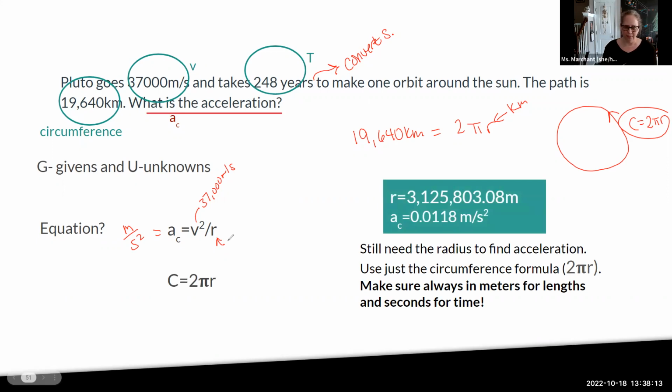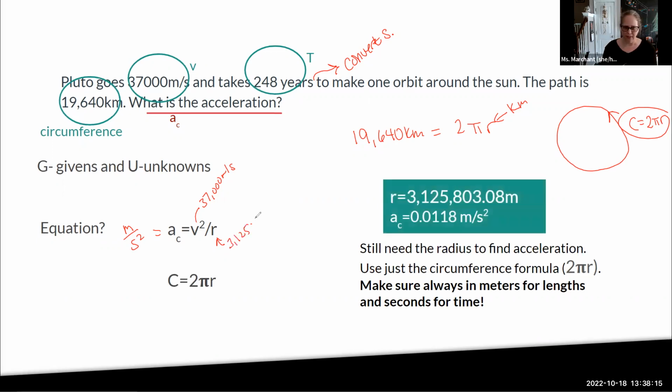And now I can finally plug in 3,125,803.08 meters. That can now be plugged in there to get us an acceleration. So it's a really, really, really tiny acceleration. Sometimes you don't expect that. That's why it's important to make sure you do each problem all the way out and watch your units.